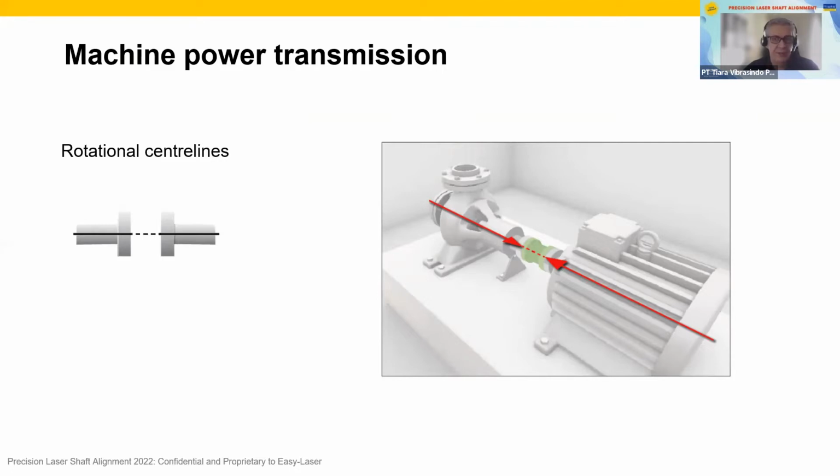Precision alignment of coupled machines reduces the mean time between failures and dramatically reduces energy consumption. A precision laser alignment of assets in our plants can save thousands of dollars over the life of a single machine.